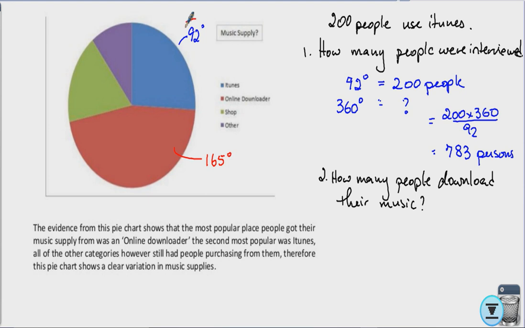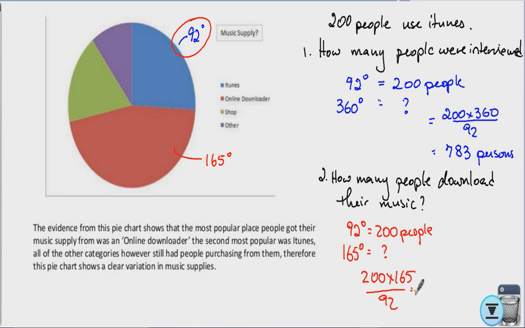So I'm going to use the first angle, which I know is correct. So I'm going to say 92 degrees was equivalent to 200 people. So 165 degrees is equivalent to how many people? It's not advisable to use the 783 persons which you found before, because if that was wrong, we would continue to get the whole problem wrong. So I have 200 times 165 divided by 92.